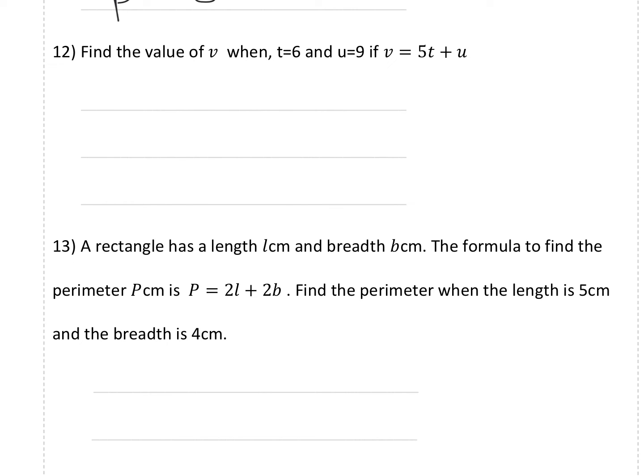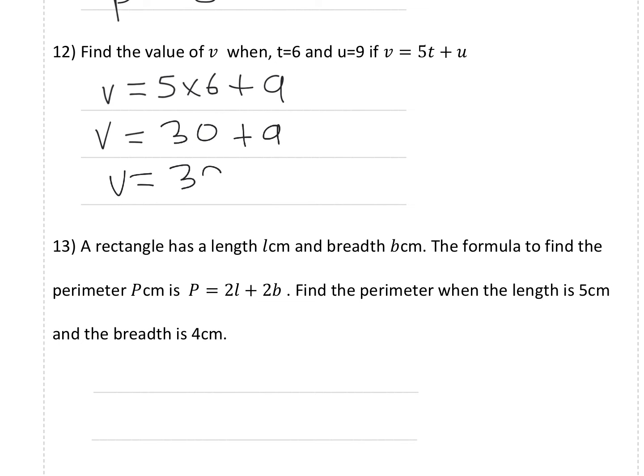Example 12. Find the value of v when t equals 6 and u equals 9 if v equals 5t plus u. So v equals 5t, but t in the question is 6, so we can replace the t with a 6. And then we have to add u, and u in this case is 9. Our order of operations tells us we do the multiplication first, the 5 times 6, which is 30. Then we add on the 9, which tells us that v is 39.